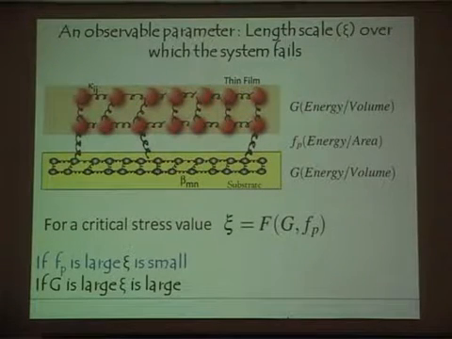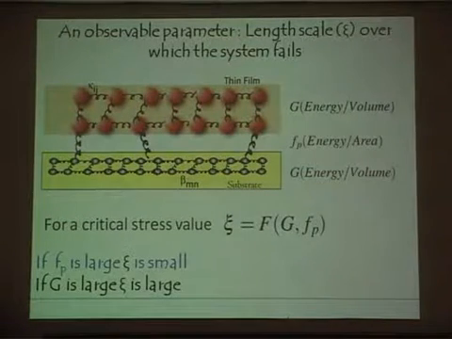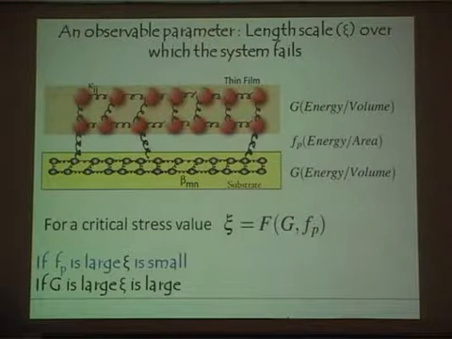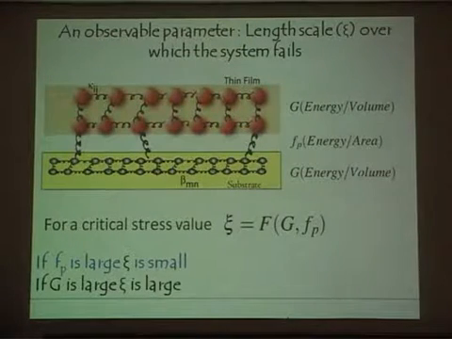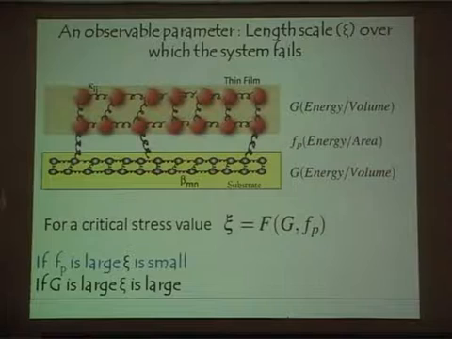Okay, what is the observable parameter? The observable parameter is length scale. Now let me try to bring this out, because this is actually a very nice thing. For example, let me take a film which is put onto this surface and glued, and say this film was very, very soft. I apply a stress on it.